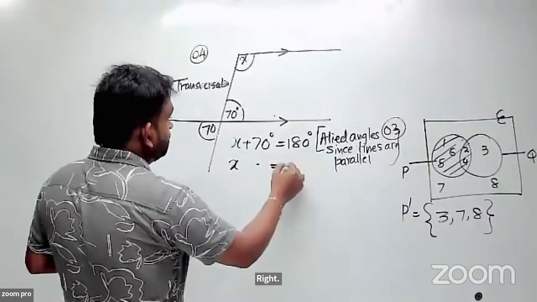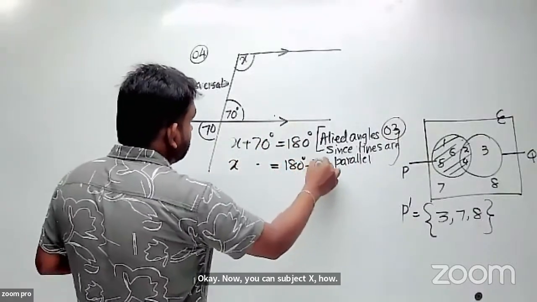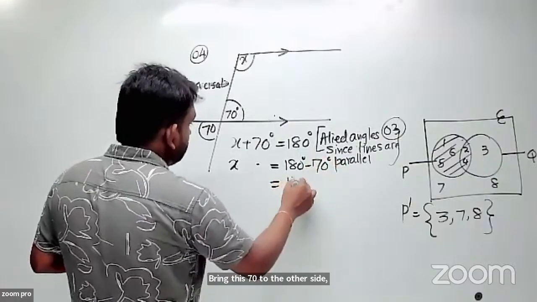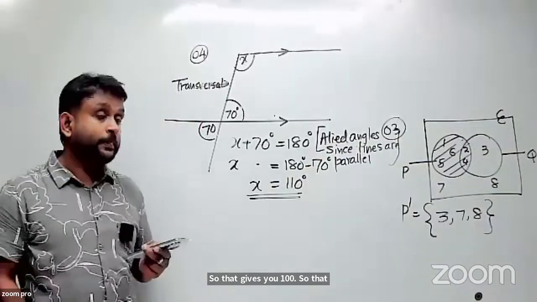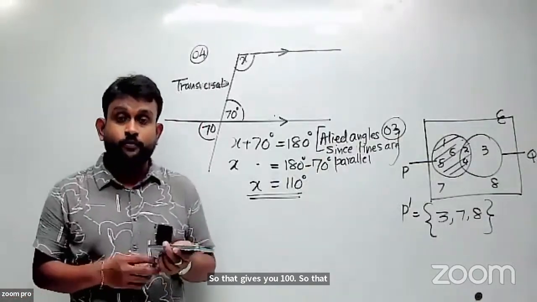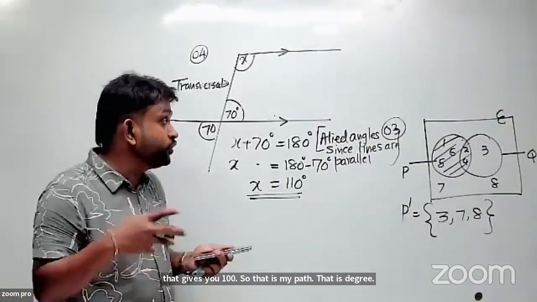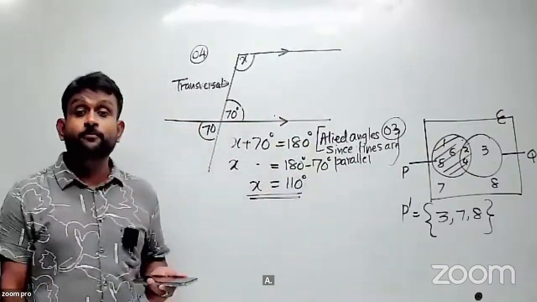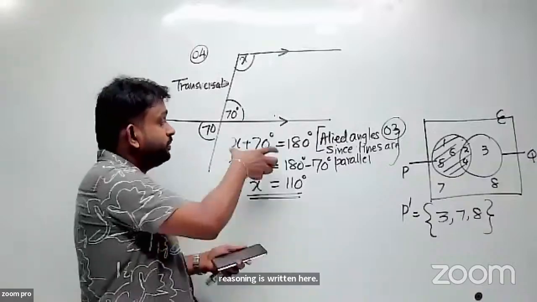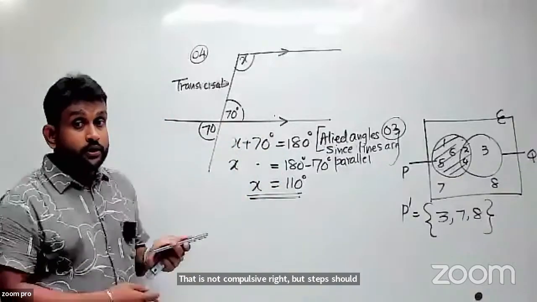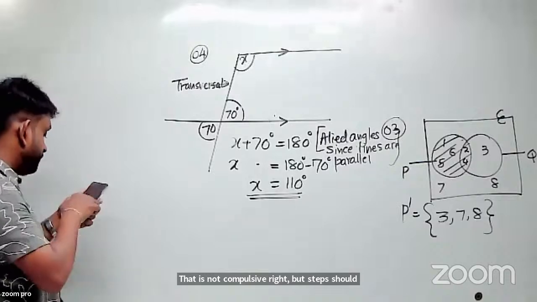How? Bring the 70 to the other side. 180 subtract 70 gives you 110. So that is my path, that is in degrees. Okay, right. Understand the concept. For your understanding, the reasoning is written here. That is not compulsory, right? But steps should be there, right, in that way. Okay, question number 4 done.